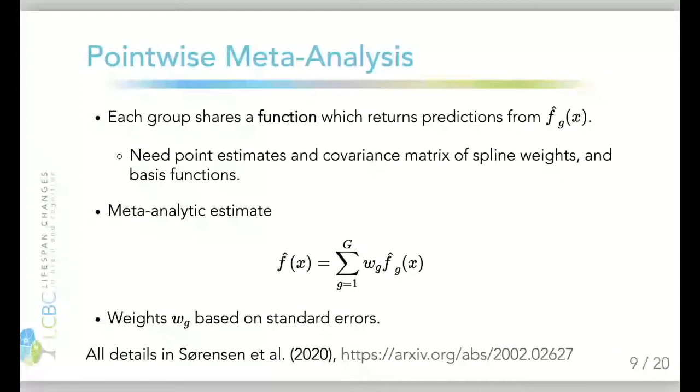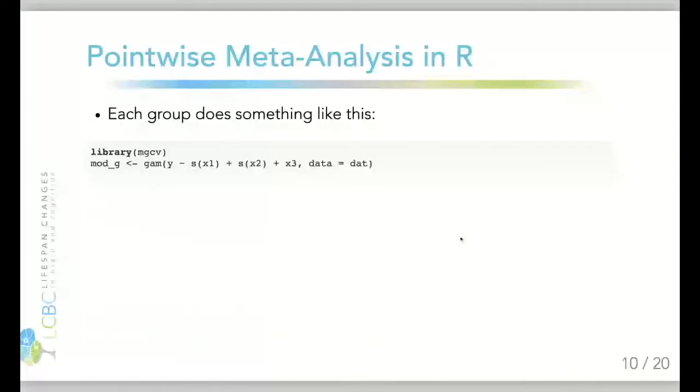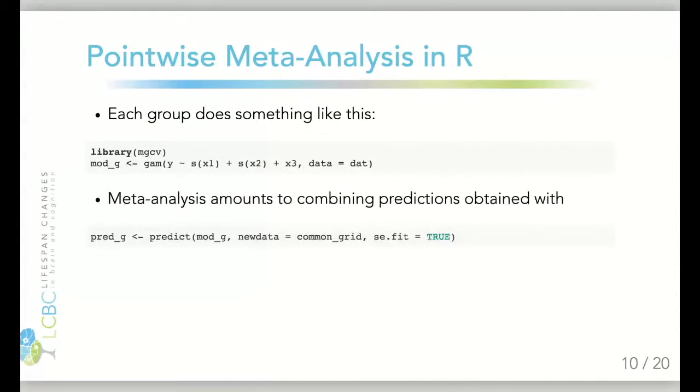But in order to do this in R, we would start with something like this. We would agree upon a formula, a model that we would need to use. In our case, it might look something like this. It's not exactly like this, but you would use the mgcv library because it has generalized additive models. Then you would fit some function y, which is a smooth function of variable 1, a smooth function of variable 2, and maybe a parametric function of variable 3. And then each group would fit the model like this. And then in order to do the meta-analysis that I showed on the previous slide, in principle, all you need to do is send out this model object and call the predict function on it. And then we can just combine it using the mathematical tools that we developed.